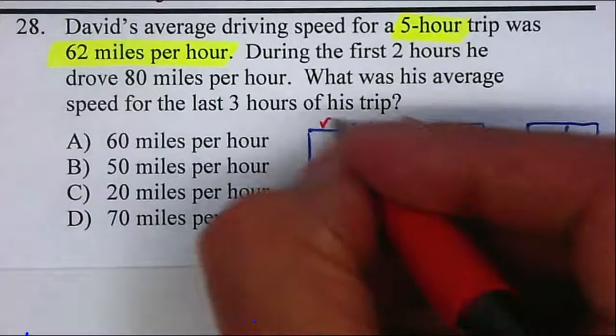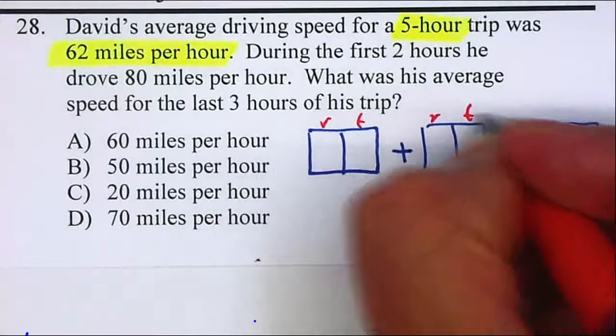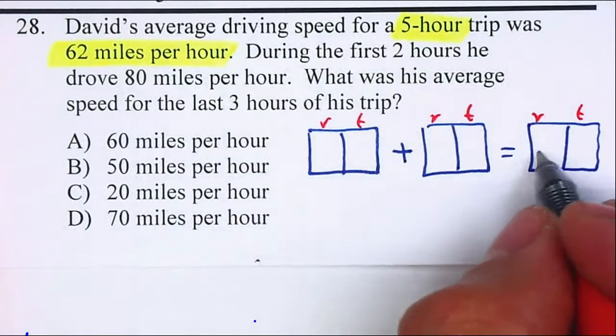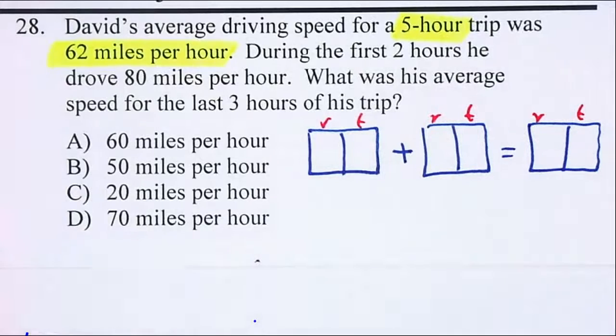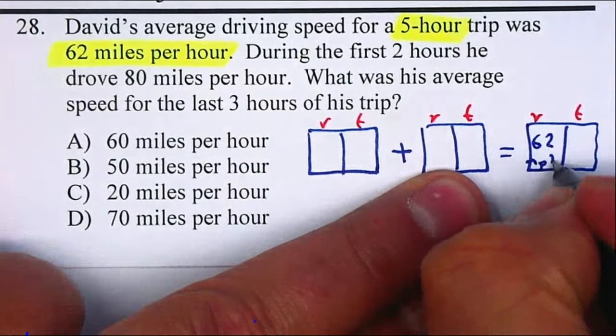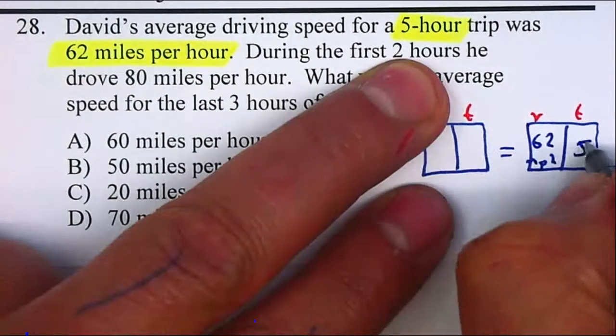It's going to be rate and time, rate and time, rate and time. So let's go and fill out the total. What is the total trip? What is the rate? The total rate will be 62 miles per hour at 5 hours.